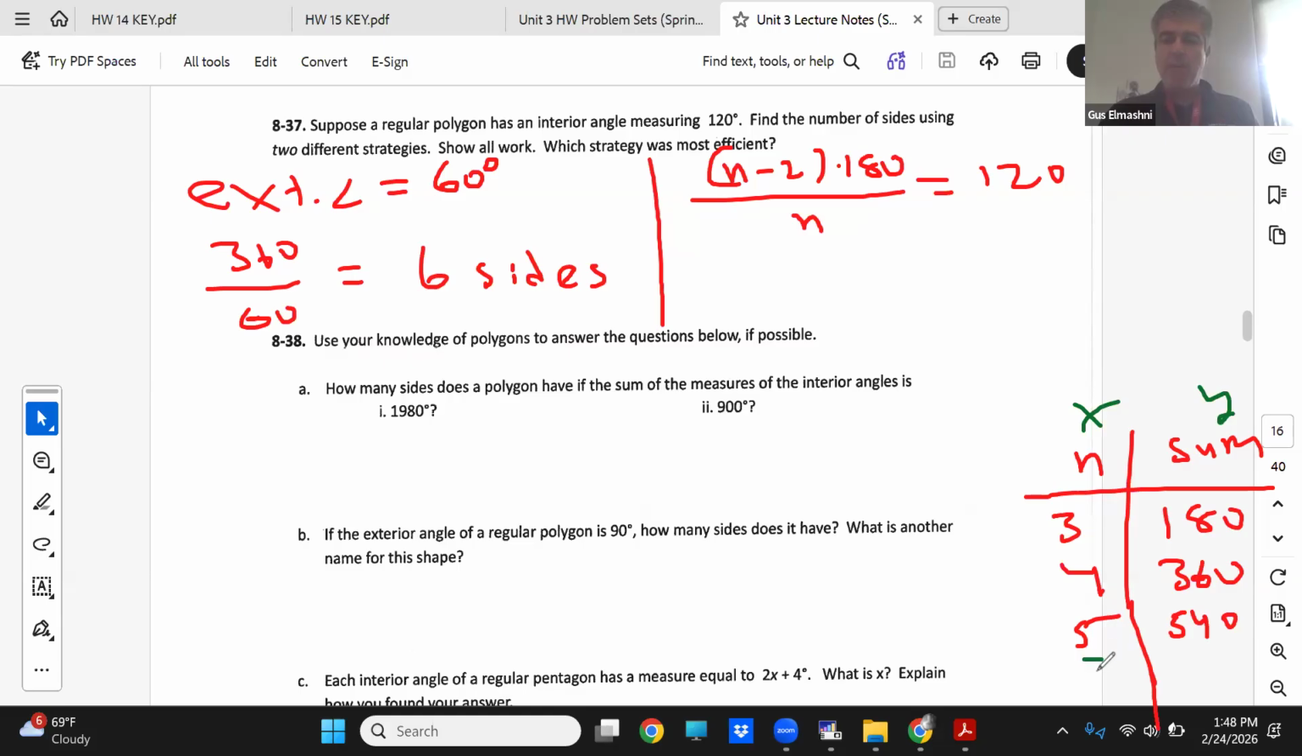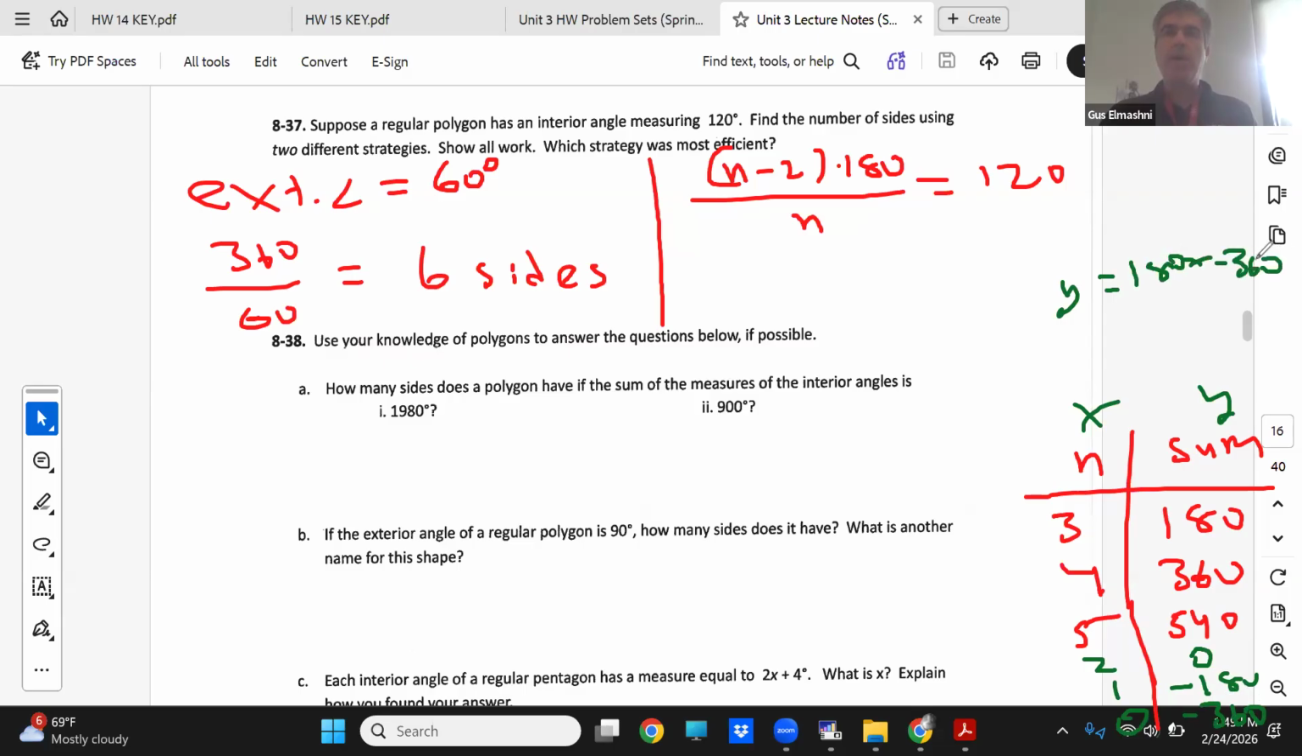So then if I go backwards, I mean, you don't have 2 sides, it's dumb, but if you have 2 sides, you go backwards, that'd be 0 degrees, right? If you have 1, that'd be negative 180 degrees. If you have 0, that'd be negative 360. So what I'm doing is I'm turning this into a linear function. Y equals 180x minus 360.